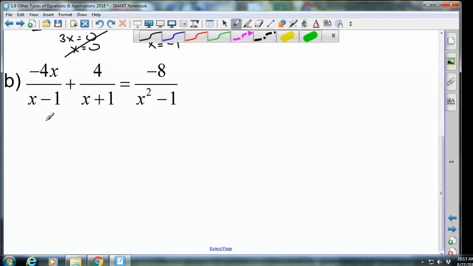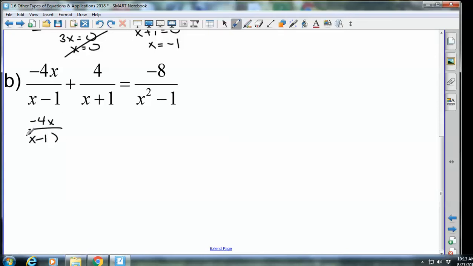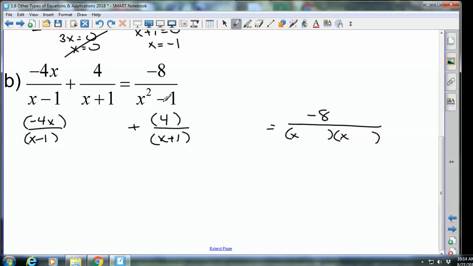Can't be reduced. So I just have negative 4x over x minus 1. Positive 4 over x plus 1. But difference of squares, that's like a quadratic. You could think of it as what multiplies to negative 1 and adds to 0. That would be positive 1 and negative 1. So right now, what can x not equal? Plus or minus 1. Okay.